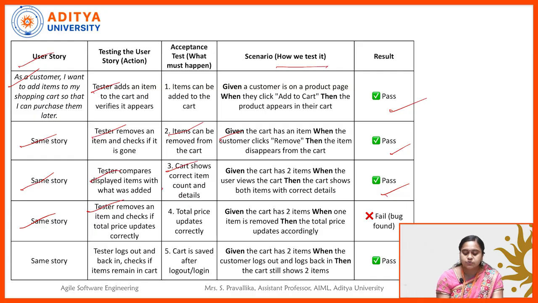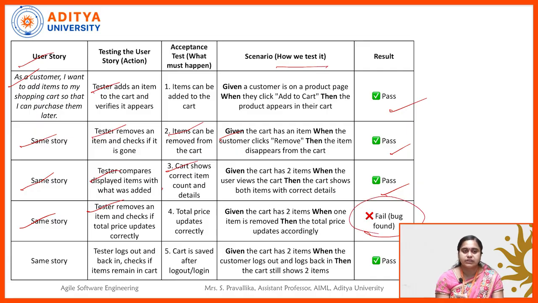And in the acceptance test, what is happening? Total price updates correctly. So if we are adding 4 items, the total amount of the 4 items should be displayed correctly. If we are removing 2 items from that, what should be the price now? The price should get reduced for the 2 items and only the price of the remaining 2 items should be displayed. So given cart has 2 items, when one item is removed, then the total price updates accordingly. So simply this needs to happen. If that doesn't happen, then there exists a bug in that scenario.